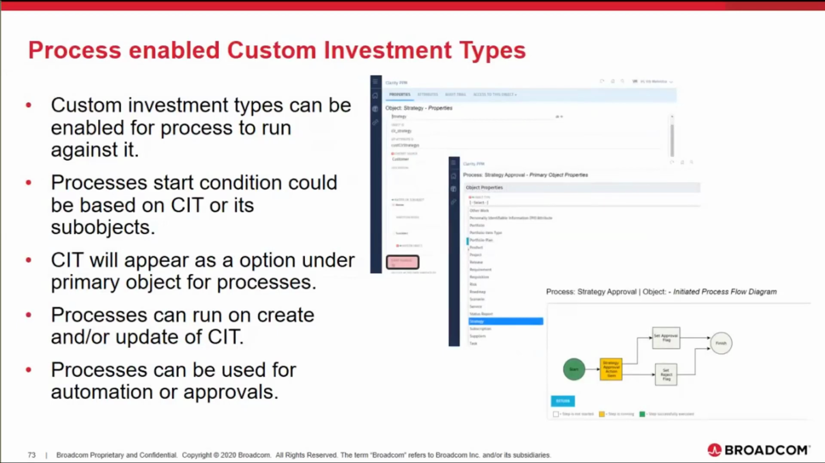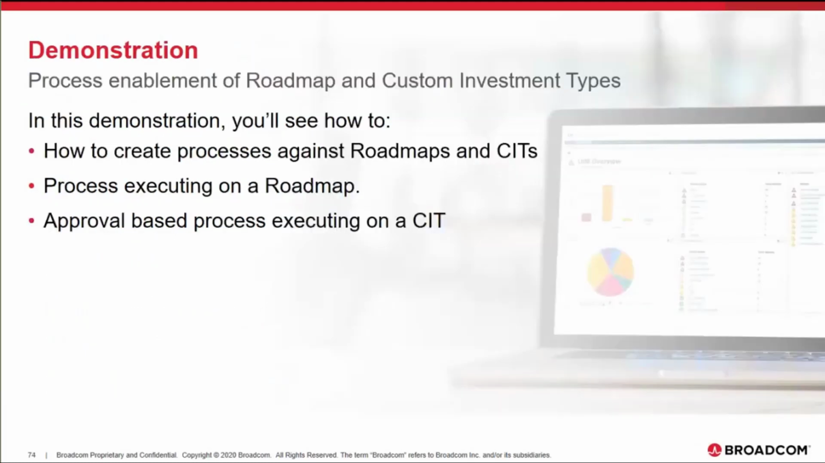You can use the attributes from your custom investments or attributes from its sub-objects as part of your start condition. The custom investment type, of course, will appear as one of the primary objects that you can include in your process. And then you can run approval or any other automation process against your custom investment type. So with that, I'm now going to demonstrate how the processes can be created on roadmaps or custom investment types, and we will see the processes running against roadmap and custom investment types.